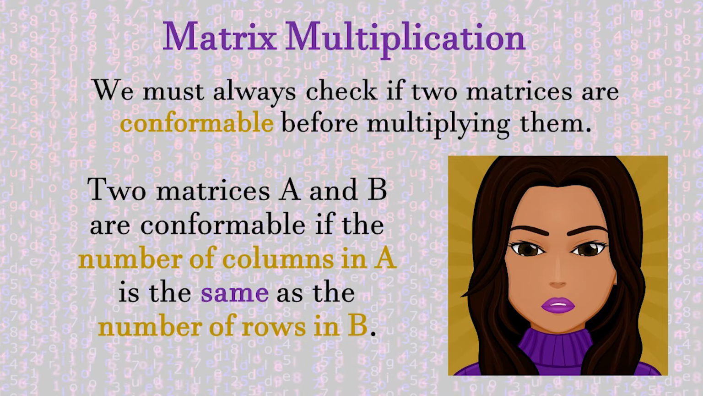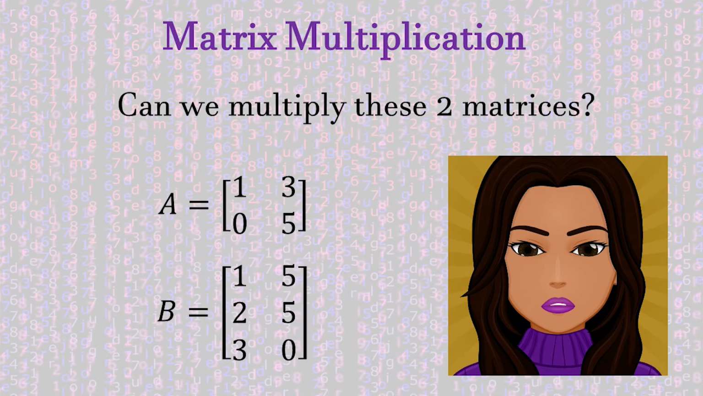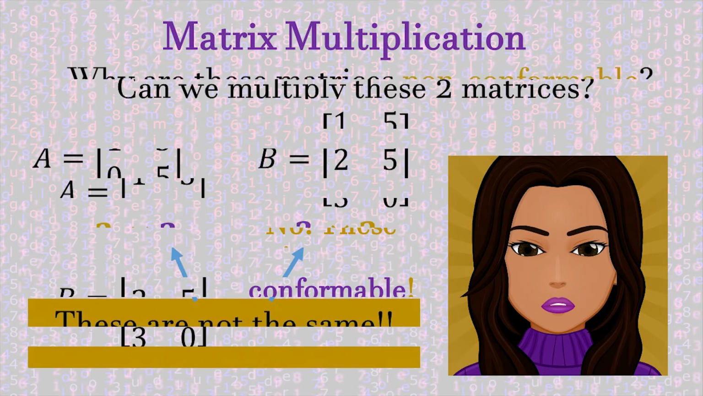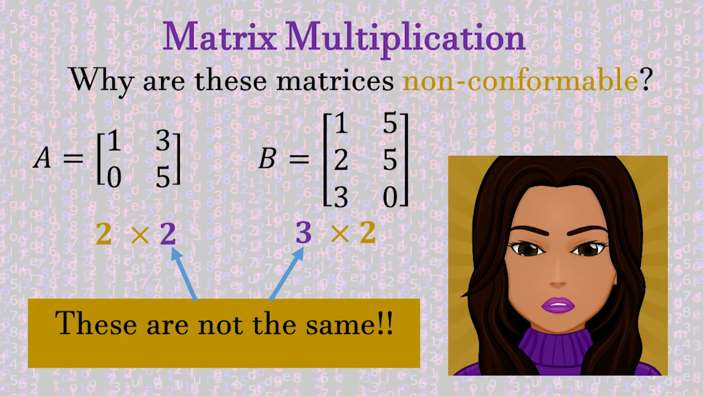See if you understand this concept of conformable and non-conformable matrices. Take a look at these two matrices. Can you tell whether or not we can multiply them? If you said the answer is no, well, you're on the right path. You understand how to recognize conformable matrices. Here's a neat little trick. Write the orders of the matrices side by side and look at the numbers closer to the inside. If those two are not the same, your two matrices are non-conformable and cannot be multiplied.